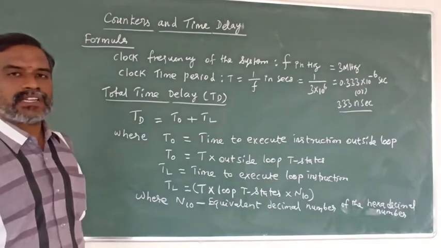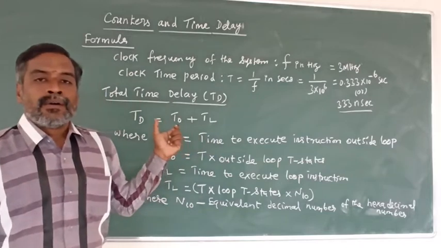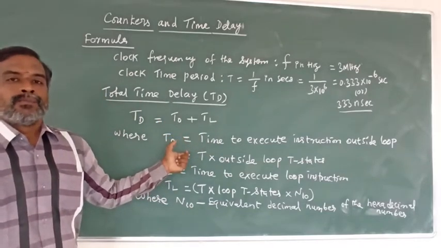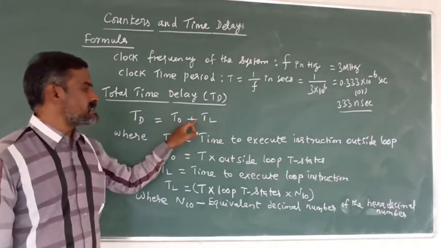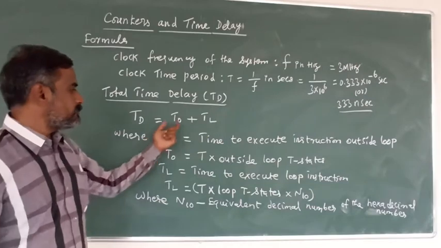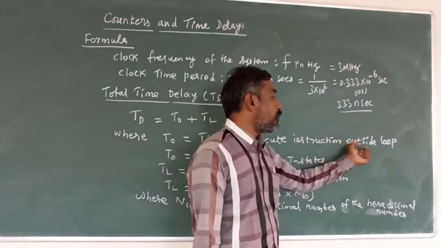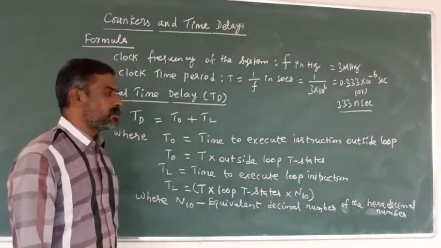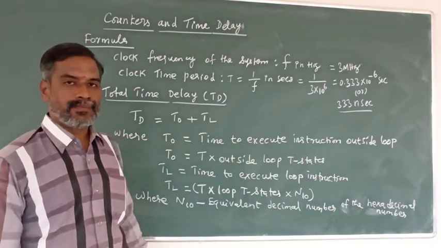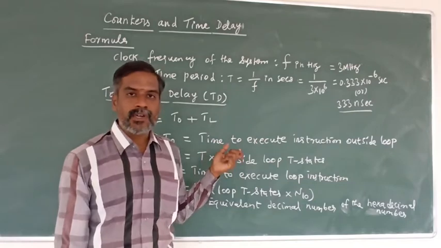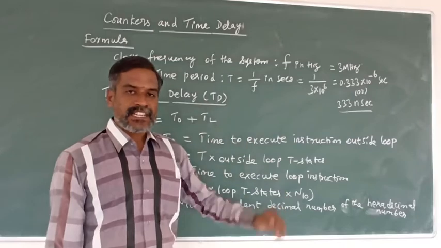Now to calculate the total time delay of the program, TD equals TO plus TL. Here TO is the time to execute the instructions outside the loop. How much time will it take to execute the outside-of-the-loop instructions?